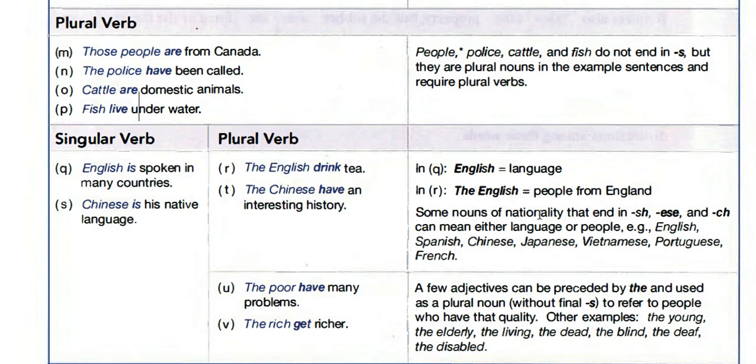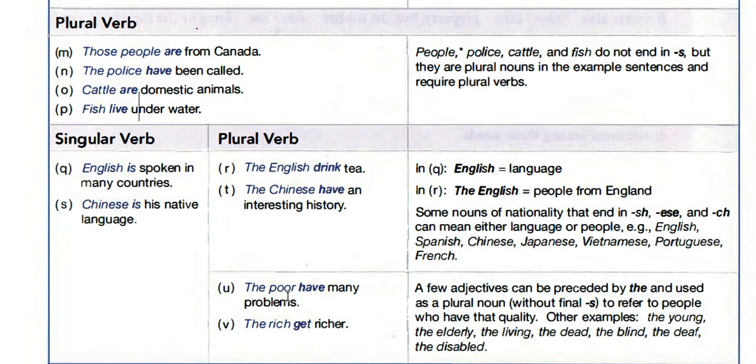So some nouns of nationality end in SH, ESE. The point here is that you need to understand that SH, ESE and CH are different. Why? They can refer to either a language or people, like Chinese, Japanese, Spanish, Vietnamese, Portuguese, French. All of these nationalities can refer to the language or to the people of the country. That's why either answer, or both of them, can be acceptable. You have to go back to the context. After you check the context, you can understand what the exact answer is.